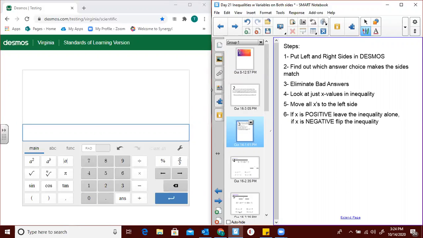We just want to look at the x values. We move all the x's to the left-hand side. And if the x is positive, we leave the inequality alone. If the x is negative, we flip the inequality. So when I say x's, I mean variables. So they're not always going to be x, and we'll see that today.